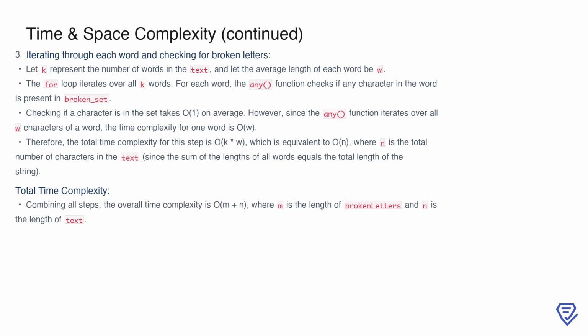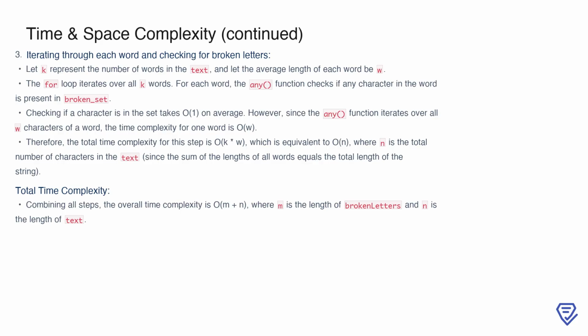Now, let's examine the step where the algorithm iterates through each word in the text and checks for broken letters. If there are k words in the text and the average word length is w, the for loop processes all k words. For each word, the any function checks whether any character in the word exists in the broken_set. Since checking membership in a set has an average time complexity of O(1), iterating through all w characters of a word takes O(w) time. Therefore, the total time complexity for this step is O(k*w).